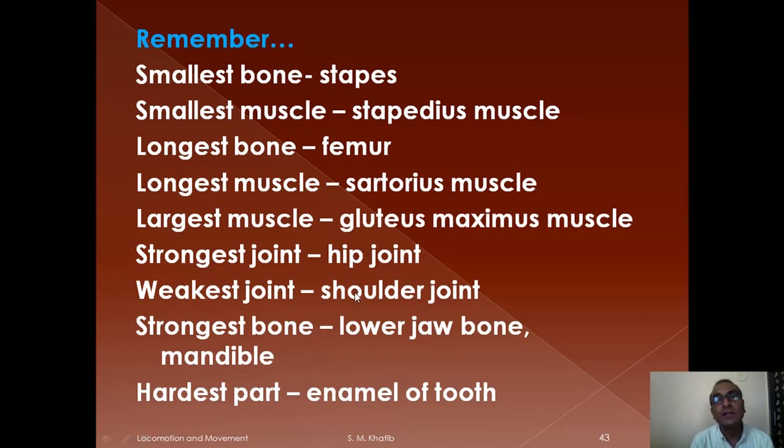And the weakest joint is the shoulder joint. You know, this joint is very, very weak. One incident happened with one of my friends. He was middle aged, around 50 above, and he was stepping down from a ladder. We had gone to visit a newly under construction ship.